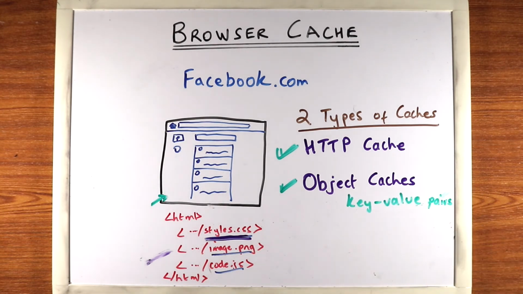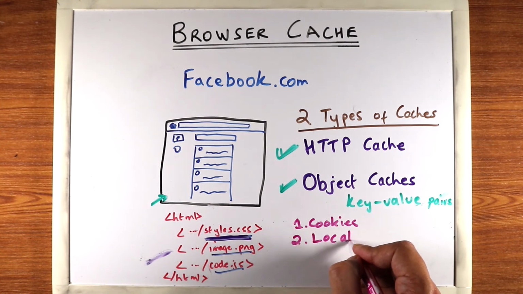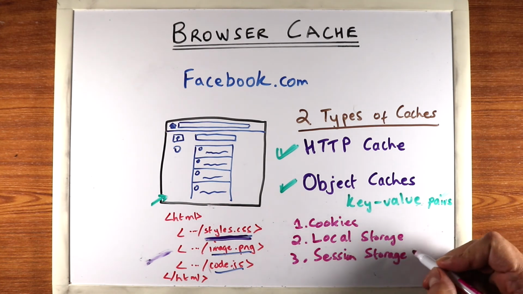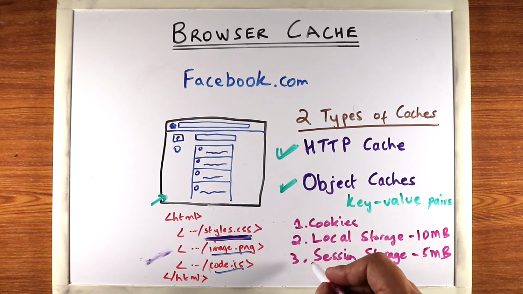Now within object caches, there are many different kinds, but I'll give you an overview of the main ones. So the first one is cookies, second is local storage, and the third is session storage. Now, cookies are usually used to store authentication information, and we'll not cover this for now because it's its own topic. Local storage and session storage give you more flexibility. You can store pretty much anything in these, and typically you're limited to like around 5 to 10 megabytes in size. The main difference between local storage and session storage is that session storage goes away when you close a tab, whereas local storage stays, right, until you explicitly clear the cache or delete it from code.